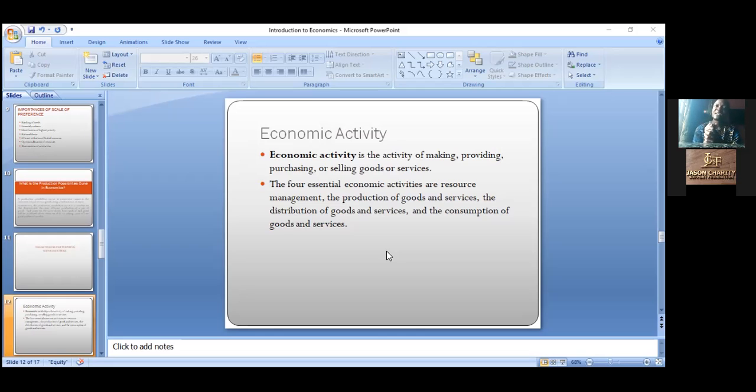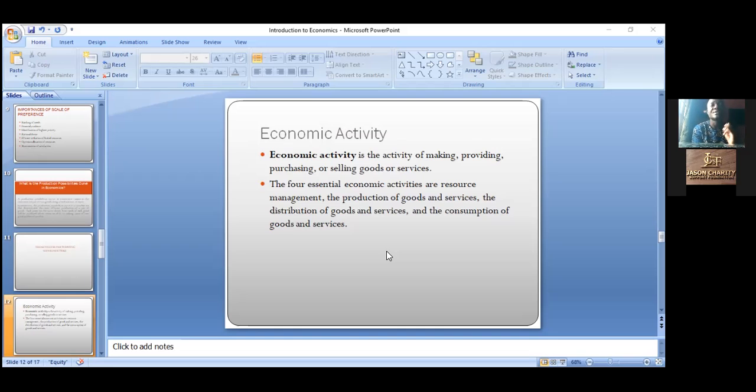Economic activity is the activity of making, providing, purchasing, or selling goods or services. So you are making something. That's economic activity. You are providing, it might be in the form of services, it might be in the form of goods, but you are adding value. That's economic activity. There are four essential economic activities.